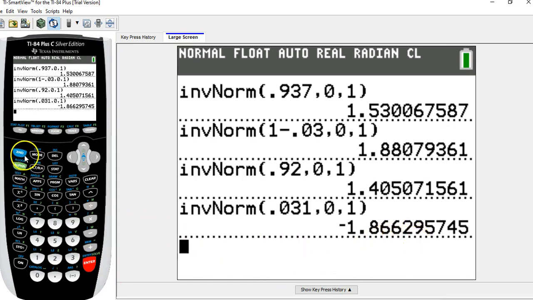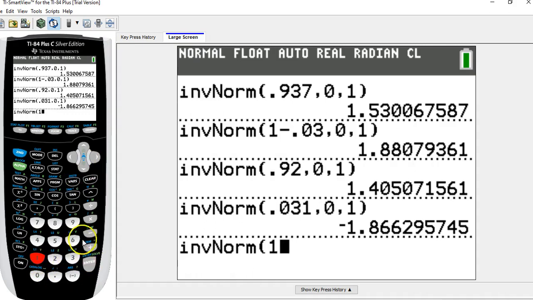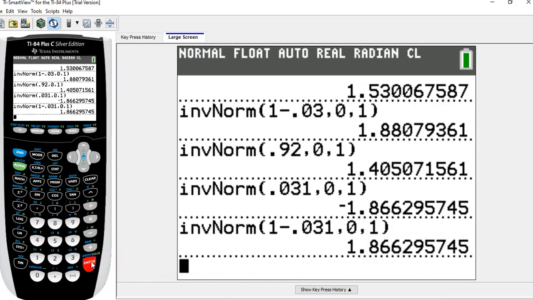And just to show the symmetry, if I do the higher one, which has area 3.1% to its right, that means it's 1 minus 0.031 to the left. So if I go distributions, InvNorm, 1 minus 0.031, comma, 0, comma, 1, that should give me the positive of that same number. And there it is. So it looks like plus and minus 1.87 to 2 decimal places.